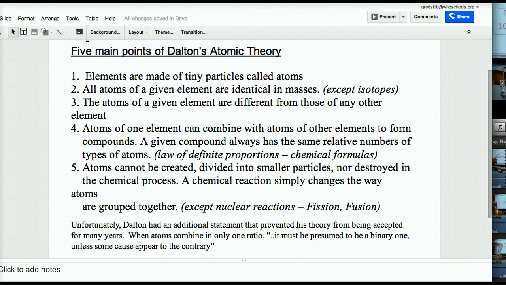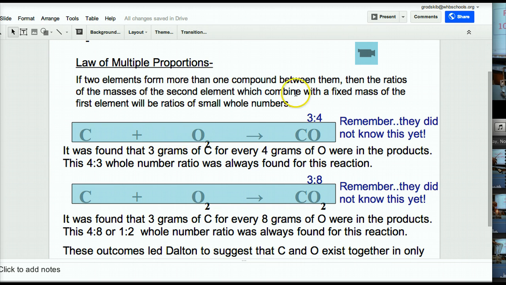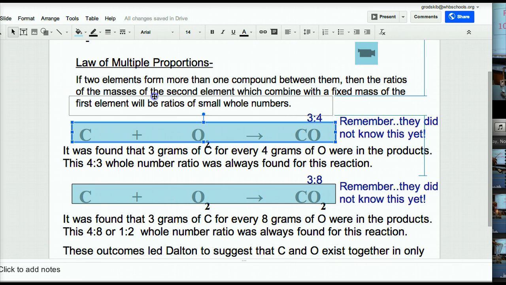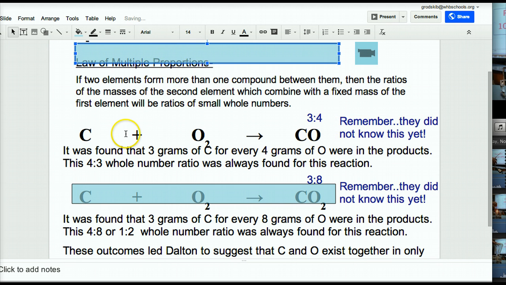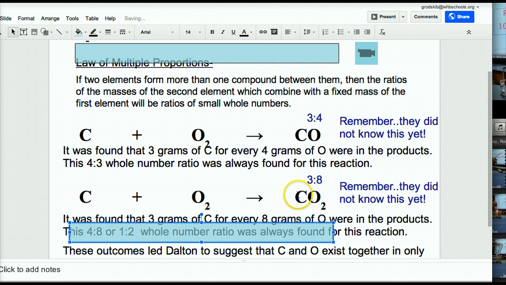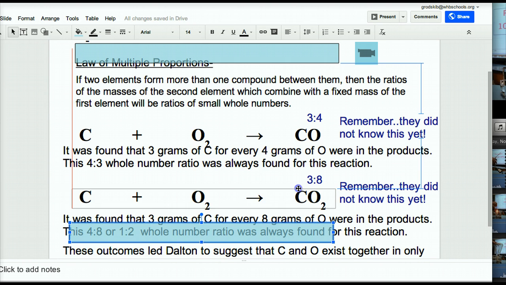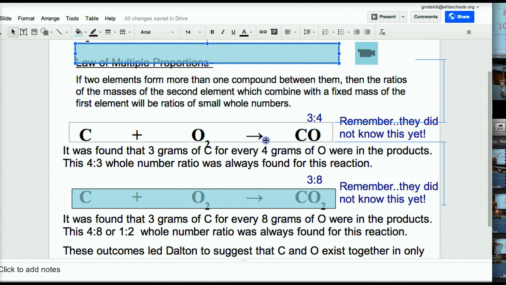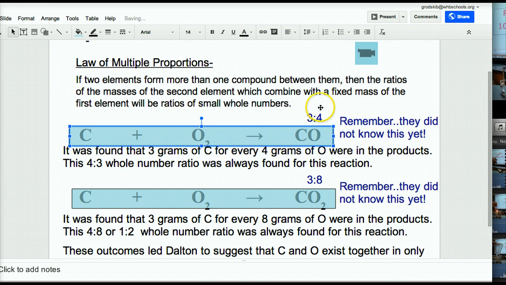Now that we're done with that, we should realize that there is something called the law of multiple proportions. We went through this the other time. If I get rid of this box here, you can see that carbon and oxygen make carbon monoxide, or carbon and oxygen make carbon dioxide, and you can see the mass ratio is 3 to 4, or 3 to 8. That's the ratio of mass in these reactions, and these are whole number multiples, so there's twice the number of oxygens. Of course, they didn't have these formulas, so the law of multiple proportions was a very important experimental find that led Dalton that way.